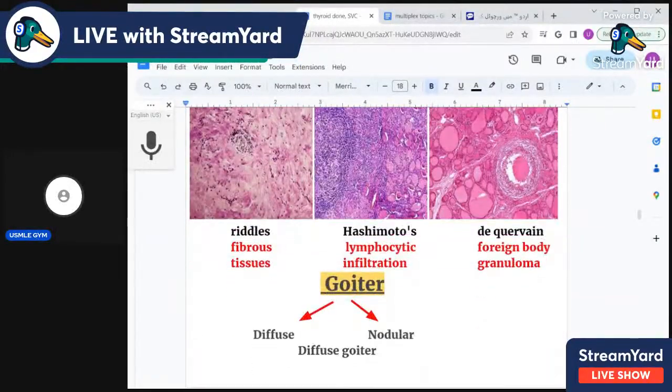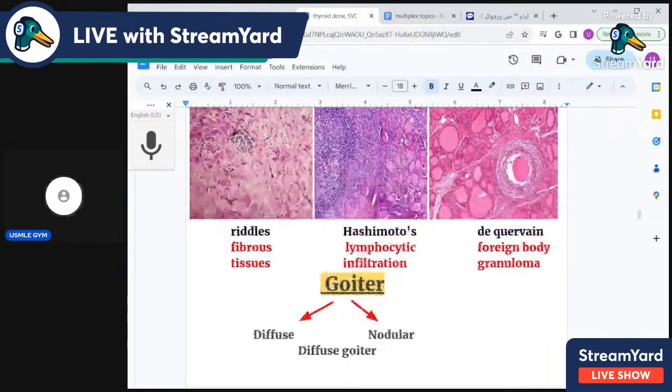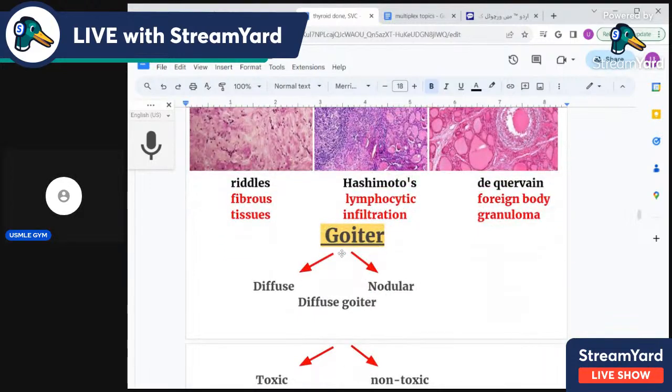Then we have the fibrous tissues, and this occurs in Riedel's thyroiditis. Then we have Hashimoto's thyroiditis, with lymphocytic infiltration. So there is lymphocytic infiltration in Hashimoto's, but it's patchy in Graves' disease. And then we have the foreign body granuloma.